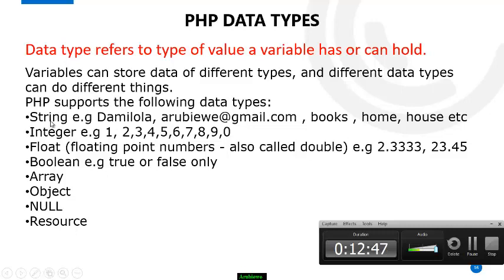A variable can store data of different types, and different data types can do different things. PHP supports the following data types. We have string, like names, books, homes, houses, etc. Integer, 1, 2, 3, 4, 5 to 0. Integer is a whole number, like 10, 20, 50. Float, we have numbers that have decimal places like 2.3, 23.45. We have Boolean, which can take two possible states, true or false. And we have array, objects, null, and resources.